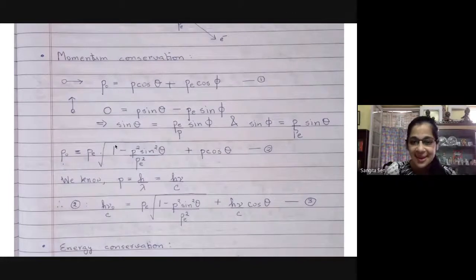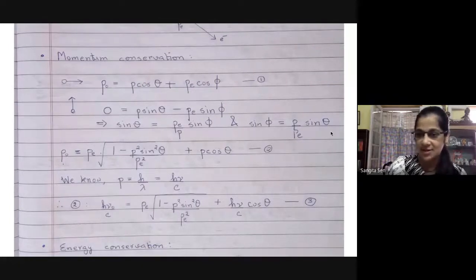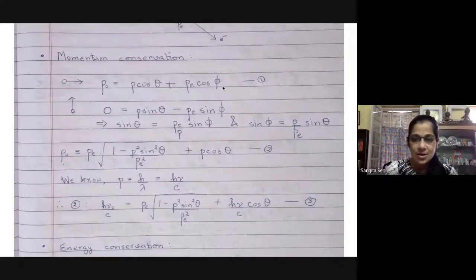Let me just look at it carefully. I shouldn't hurry. So we express sine theta in terms of sine phi and sine phi in terms of sine theta. And here we express cos theta in terms of sine theta, and cos phi in terms of sine theta, and cos theta remains the same.